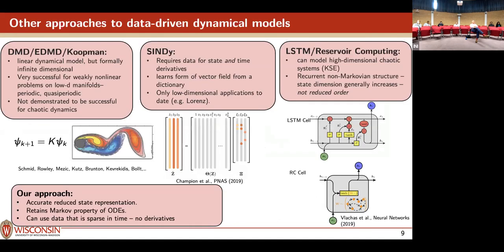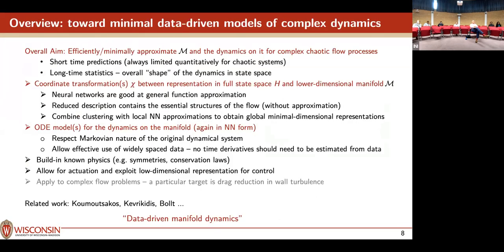All right, so this is kind of the manifesto. We would like to efficiently and ideally minimally approximate the manifold where the dynamics live and the dynamics on that manifold. We would like to have short-term predictions as well as long-term statistics. So we would like the representations of the dynamics to get the attractor more or less right. That's what I mean by the long-term statistics. So not just predictions for some short time, but the right overall structure in state space.